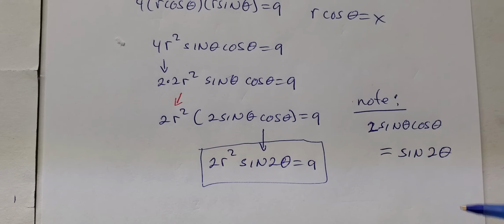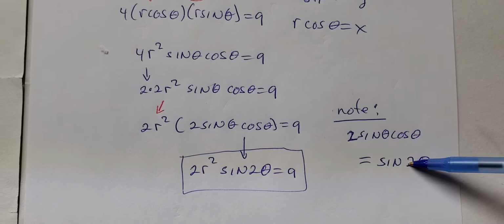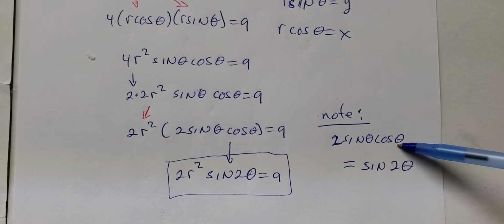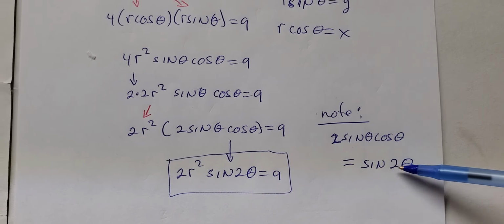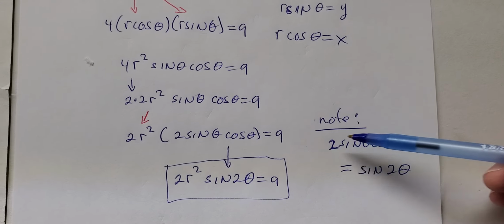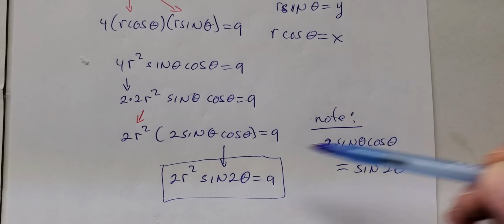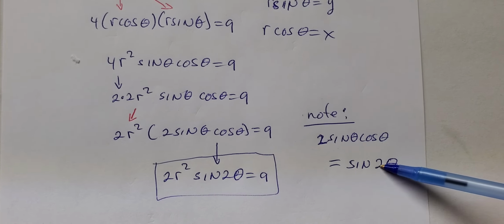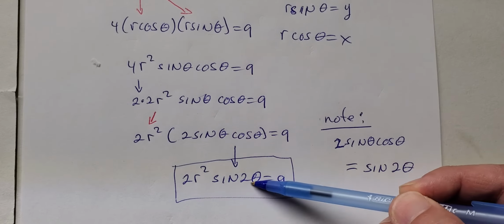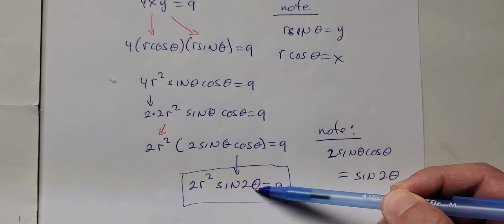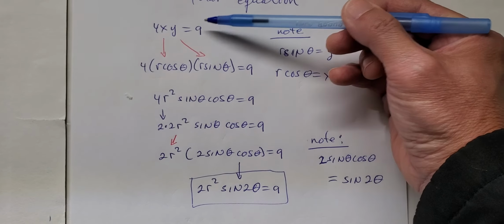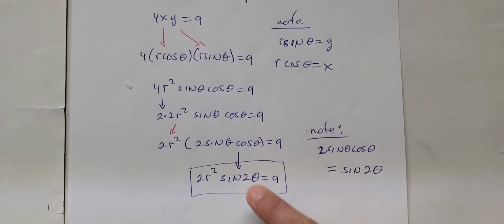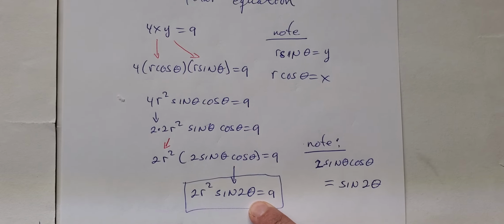And here's the reason. According to the double angle identities, sine of a double angle is 2 sine cos. So replace 2 sine cos with sine 2 theta. This is the answer for the polar equation, which is the same as the rectangular equation. One more time: this is the rectangular equation, and this is the polar equation.